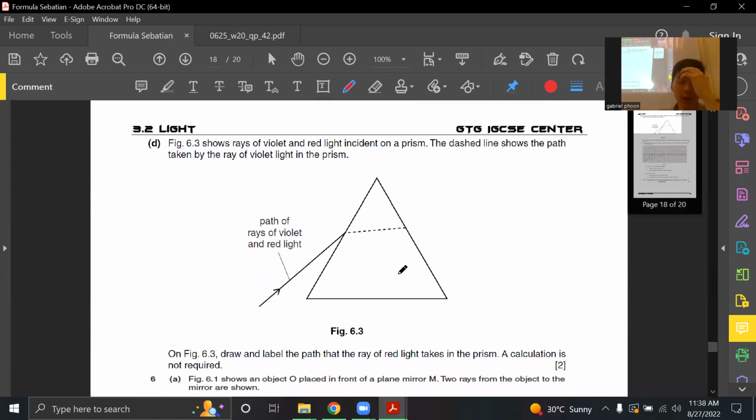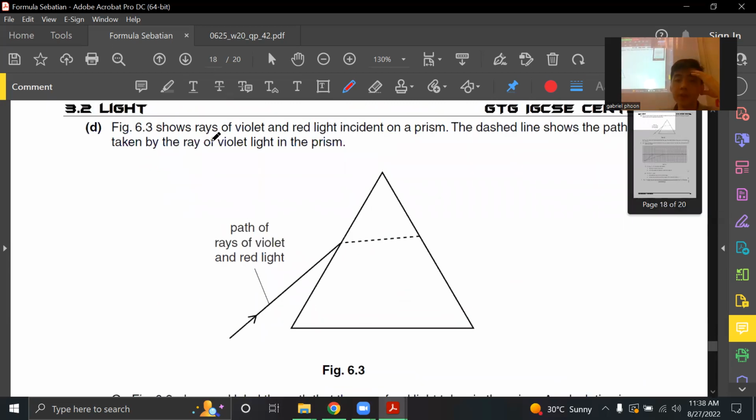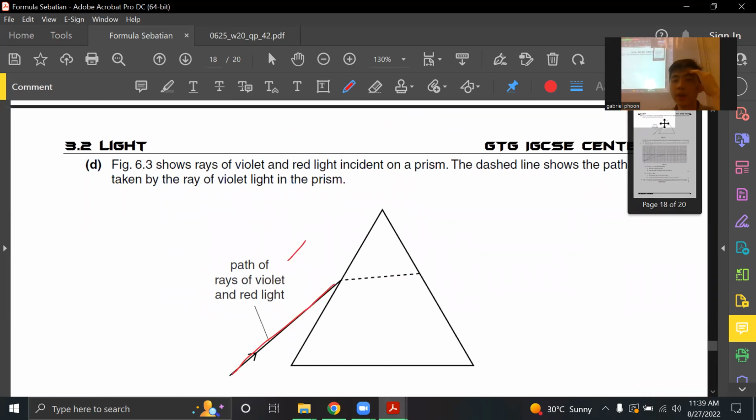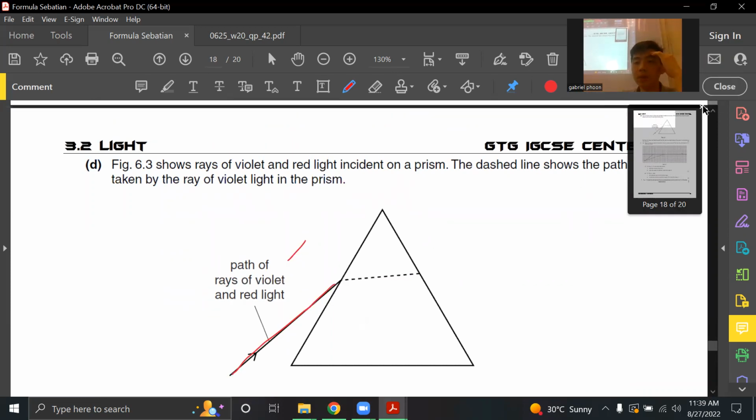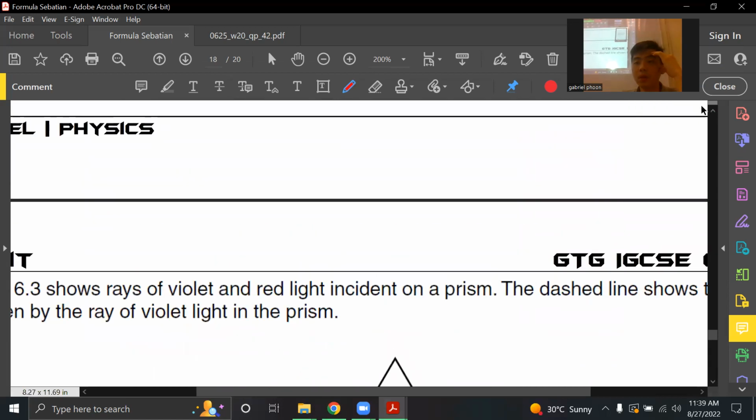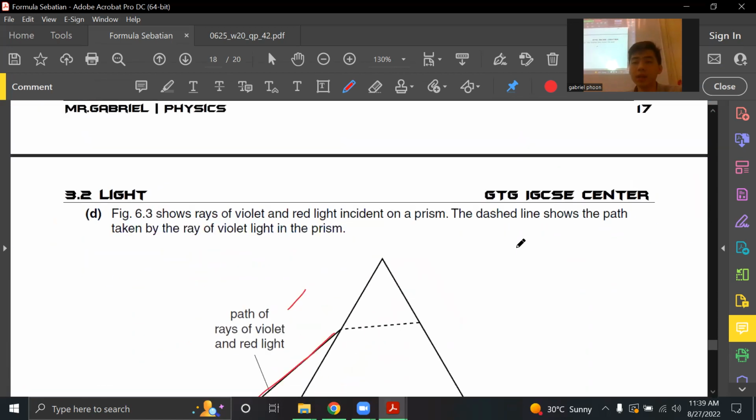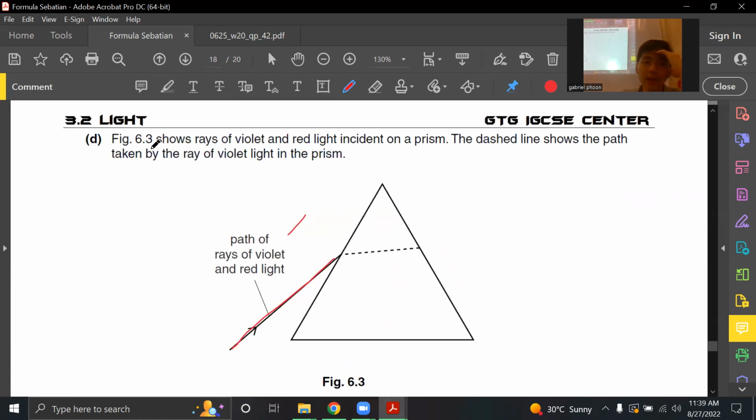Now this next part here, guys, they say that figure 6.3 shows rays of violet and red light incident on a prism. This is the red and violet light as labeled here, right? Now after that, how do I get rid of this thing now? Oh, it's gone. All right, then after that, figure 6.1, the dashed line shows the path of the ray of the violet light. This one here is supposed to be your violet light, right?